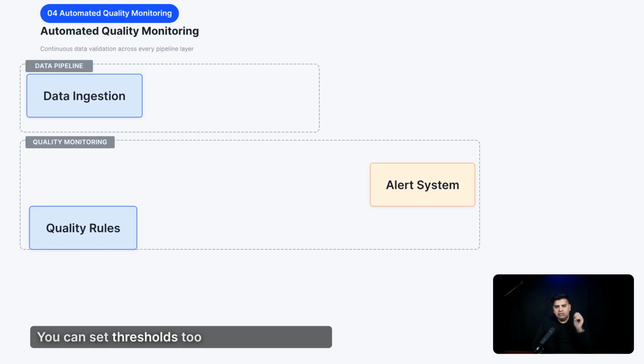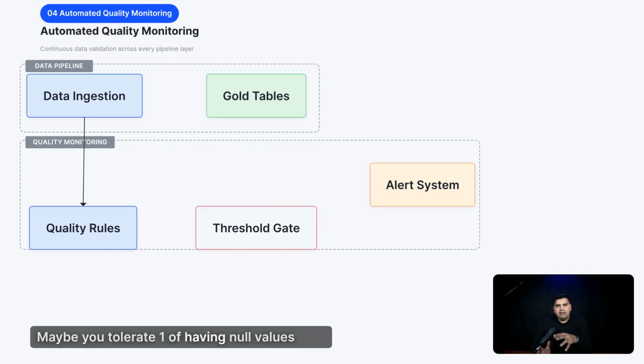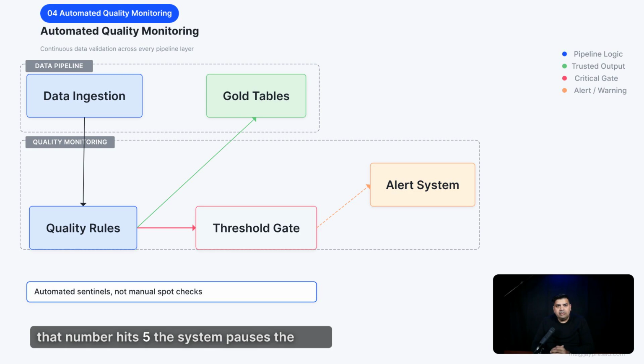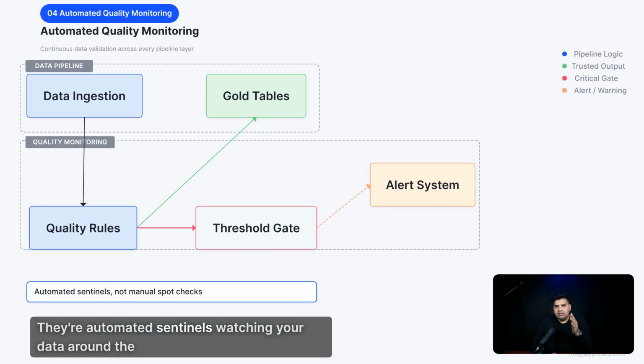You can set thresholds too. Maybe you tolerate 1% of records having null values in a non-critical field. But if that number hits 5%, the system pauses the pipeline and sends your team a warning. These aren't manual spot checks. They're automated sentinels watching your data around the clock.